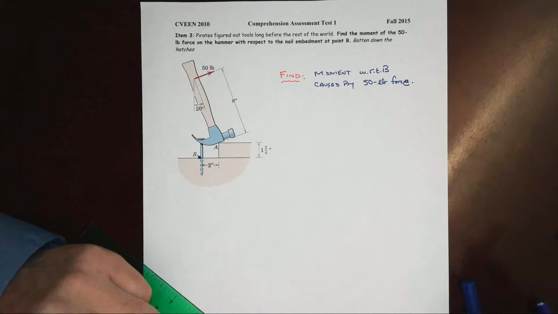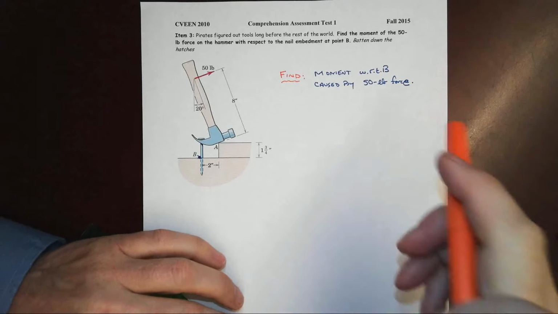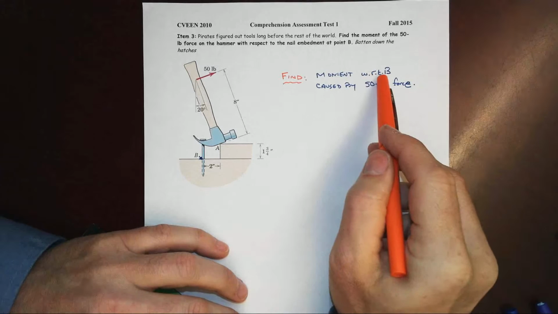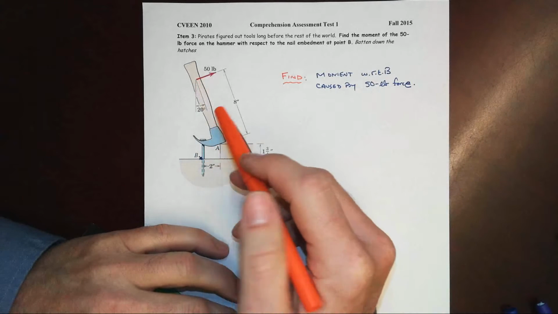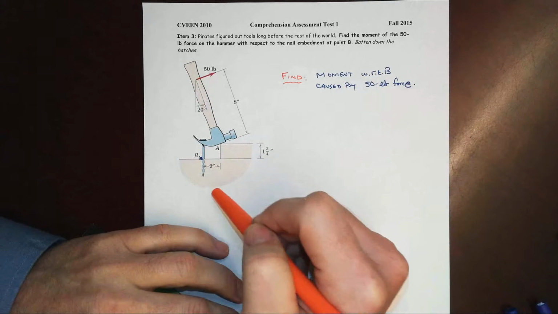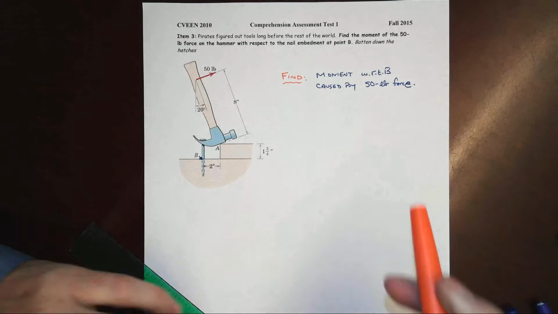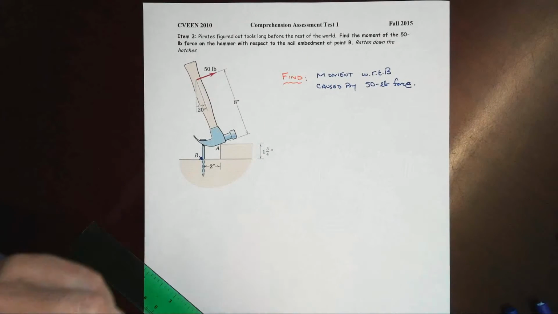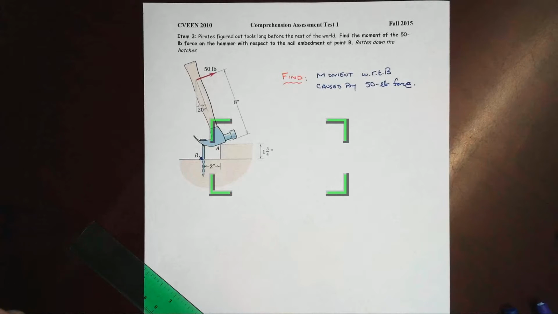In item 3 of the first test of fall 2015, we are finding the moment with respect to point B caused by the 50-pound force on the hammer. So point B is the embedment point down here with this nail. And so there's a lot of ways you could begin to try to work out the problem.